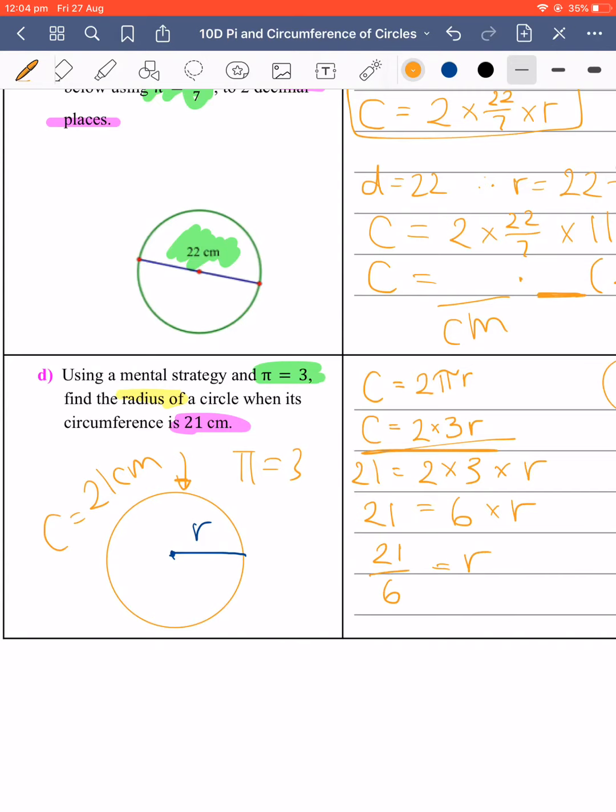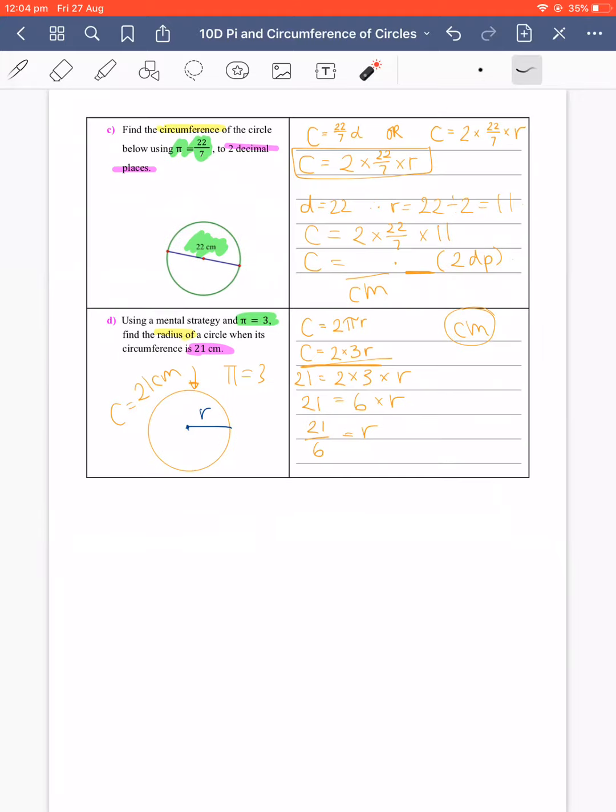Okay, and then if you wanted to, you can put that one into the calculator too. Now you're on to questions. Good luck.